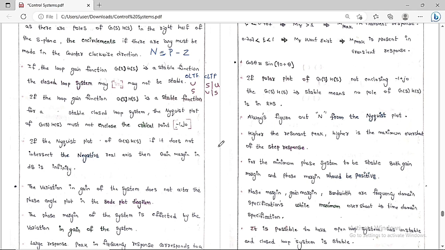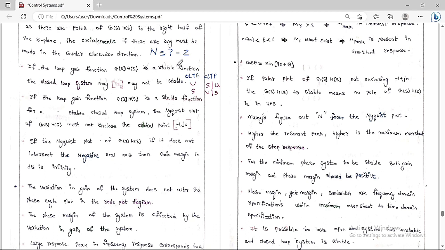As you can see, N is equal to P minus Z. Here P is equal to 0, as already mentioned, because the open loop transfer function is a stable function. And it is also given that the closed loop transfer function is a stable function, so Z is also equal to 0, because there are no closed loop poles in the right half of the S-plane.